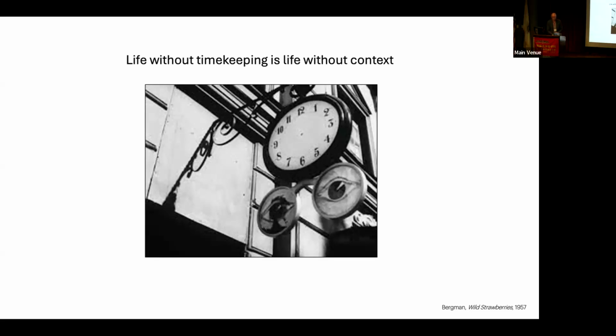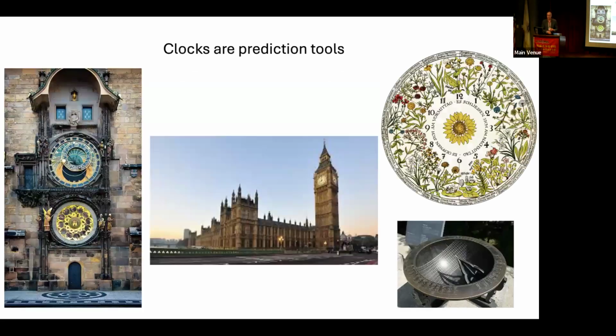I like this because it helps remind us what time is about and what timekeeping is about. And what time is really about is prediction. If you go to any city, any town, there'll be a clock of some kind in the center of that town because we all rely on this fundamental process to help us predict what's going to happen in our day and in our life. For example, they have this beautiful clock in Prague, Big Ben. This is actually a Chinese sundial. And then the famous flower clock, which was one of the original demonstrations of an internal timekeeping system in living systems.